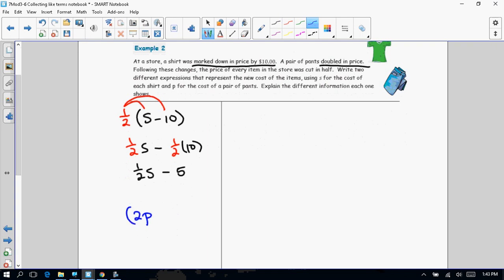But then what did the store do? They cut it in half, right? Well, if I just take half of 2p, I get just p, and it's just back to the original price. Don't know why they would do all that, but that's what they did.